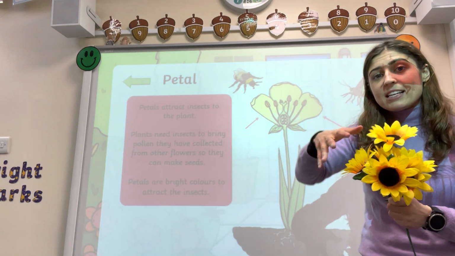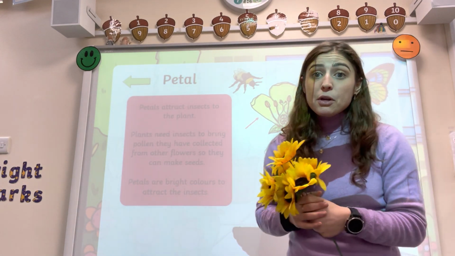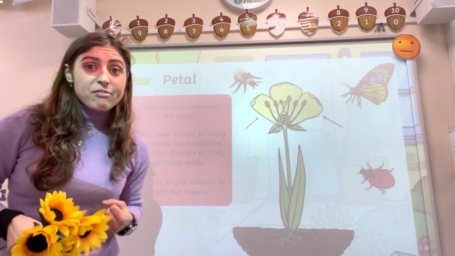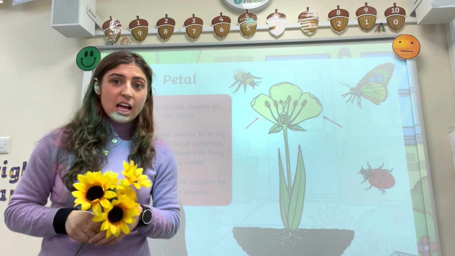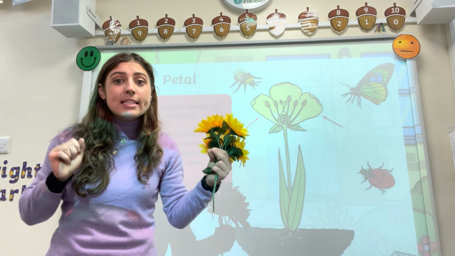Petals are bright colours to attract insects. I don't know about you, but in summertime, whenever I'm wearing a bright coloured top, and it is usually yellow, I always manage to have a bee near me, or I can hear the buzz of the bee.